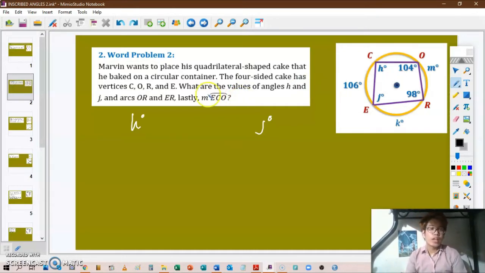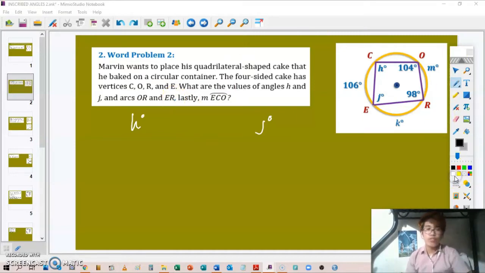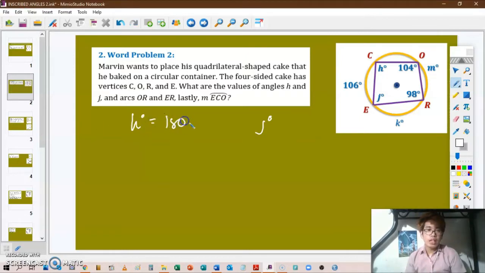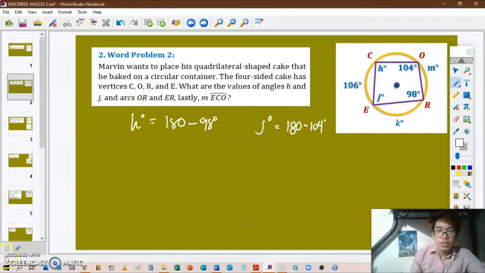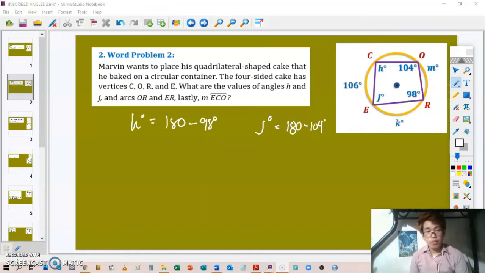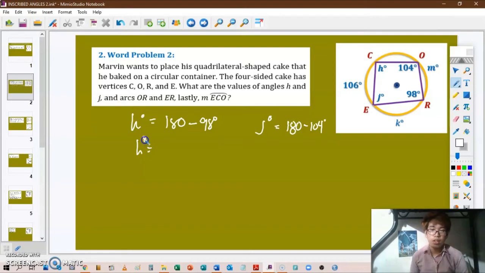Therefore, angle H is simply equal to 180 minus 98 degrees. It also goes the same for J, but for J it's 104, so 180 minus 104 degrees. Using a calculator, 180 minus 98 gives us 82 degrees, so H is equal to 82 degrees. And J is going to be 180 minus 104, which is 76 degrees.